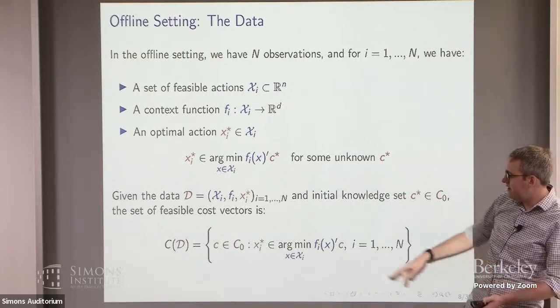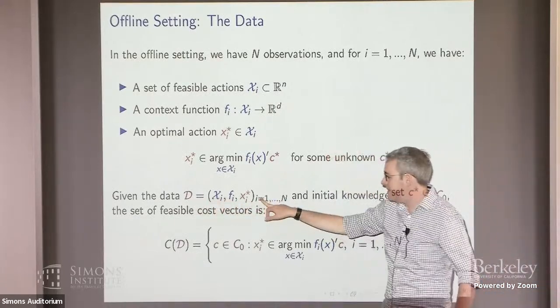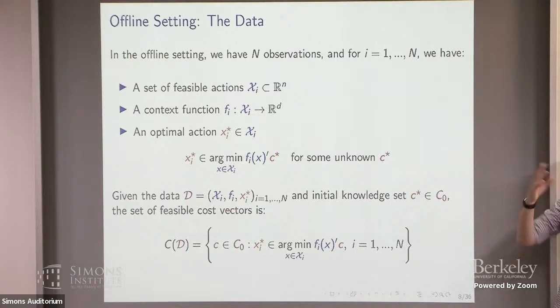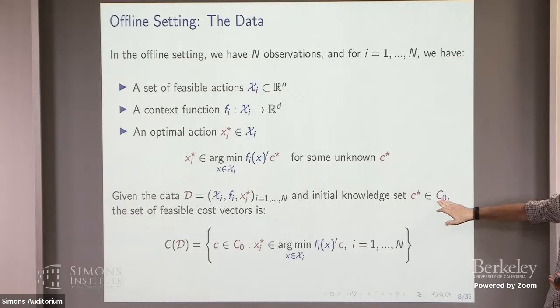Given this, I'm going to use the letter D to describe my data. And let's use C0 to define my initial set of possible costs. Let's normalize this to be on a sphere, because I'm never going to observe rewards, right? So if the costs double, I'm not going to observe anything different, right? So you can assume that this lives on the surface of a sphere.